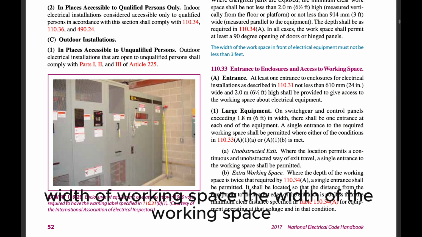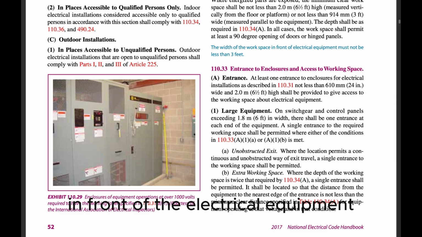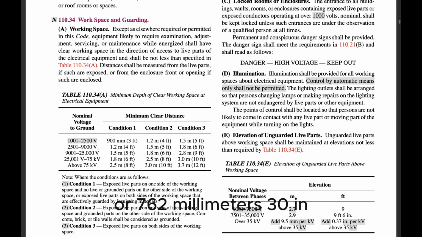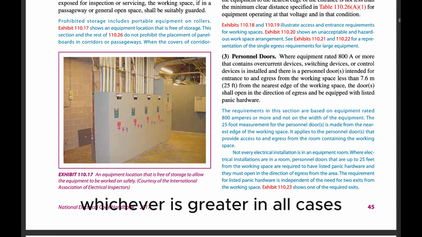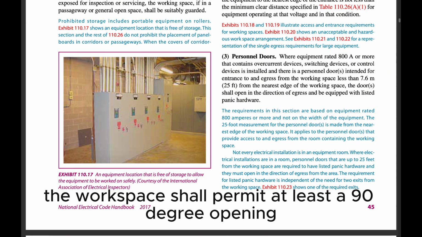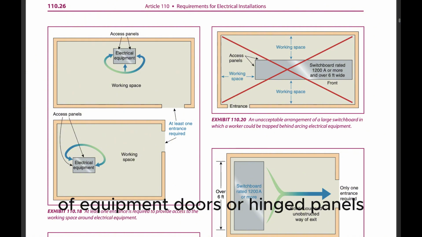2. Width of working space. The width of the working space in front of the electrical equipment shall be the width of the equipment or 762 mm (30 in.), whichever is greater. In all cases, the workspace shall permit at least a 90-degree opening of equipment doors or hinged panels.